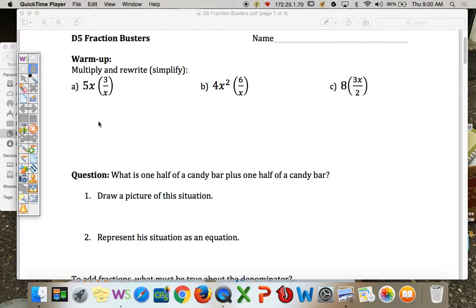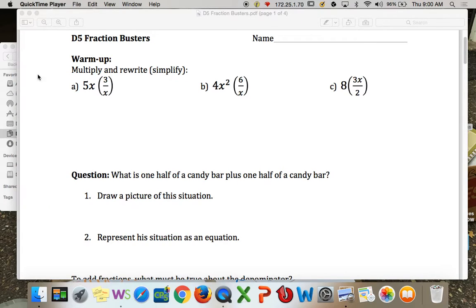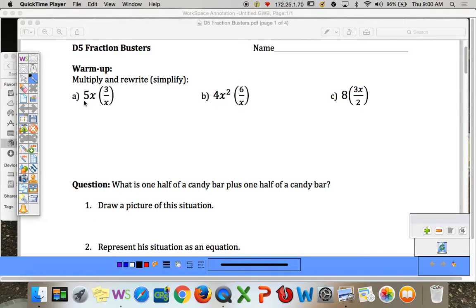For the warm-up, we're going to multiply and rewrite, or in other words, we're going to simplify. So yesterday we talked about if you're multiplying fractions, you're going to multiply straight across. So if I have 5x, which is really the same as 5x over 1, times 3x, we're going to go straight across. We'll have 5x times 3, which is 15x. And on the bottom we have 1 times x, which is x.